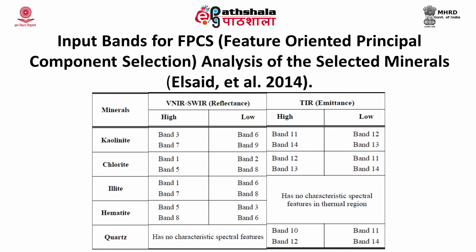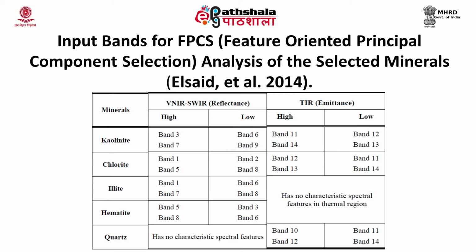So, the first one is feature-oriented principal component analysis. You can see for the identification of different minerals, for example kaolinite, chlorite, illite, hematite and quartz, different bands, high and low, have been chosen. For example, bands 3 and 7, which come under the visible and near infrared to short wave infrared region, and they have also used thermal infrared radiance. So, different bands have been used for the principal component selection.